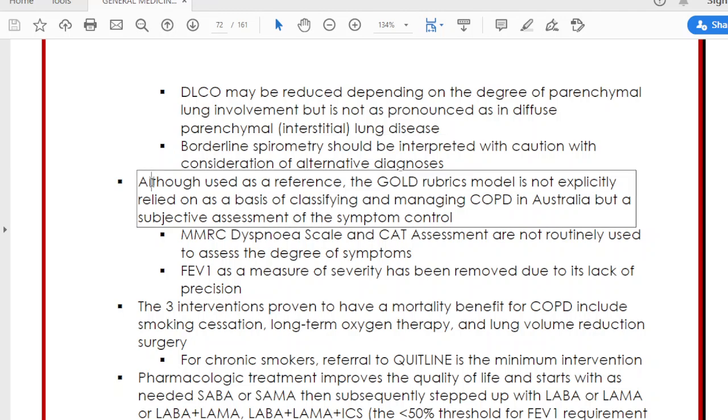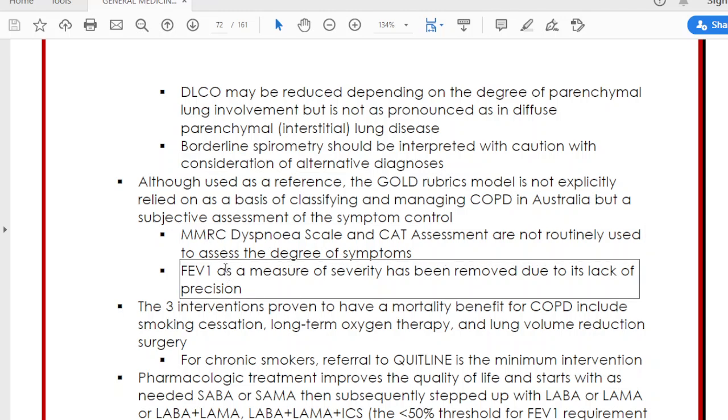Although used as a reference, the GOLD ABCD model is not explicitly relied on as a basis of classifying and managing COPD in Australia, but a subjective assessment of the symptom control. MMRC dyspnoea scale and CAT assessment are not routinely used to assess the degree of symptoms. FEV1 as a measure of severity has been removed due to its lack of precision.